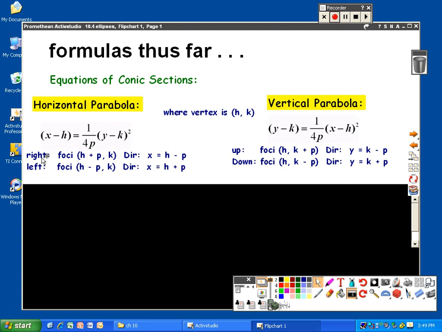If it opens right, we're adding to the h for our focus and subtracting it from it for our directrix. If it opens left, our focus would be to the left, so we subtract. Our directrix would be to the right, so you add.